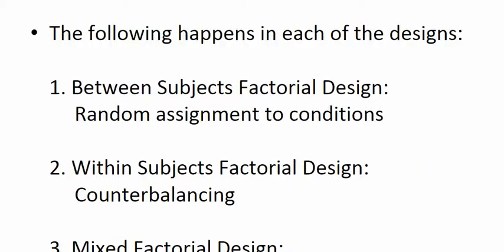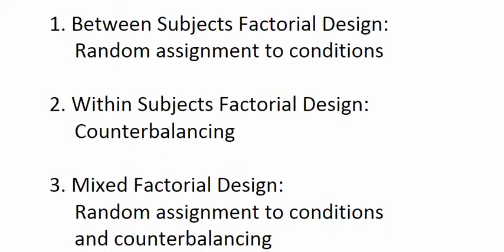So now let's talk a little bit about what happens in each type of design. In a between subjects factorial design, you have random assignment to conditions, just like in the between subjects designs we were talking about a few weeks ago. And in a within subjects factorial design, you have counterbalancing, just like in the within subjects designs we were talking about a few weeks ago. And in a mixed factorial design, you have both random assignment to conditions and counterbalancing.